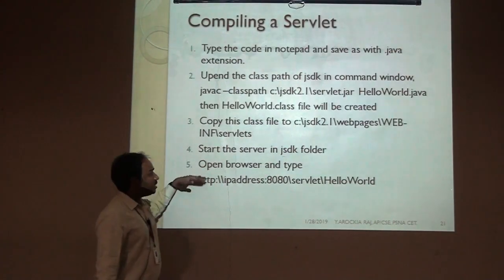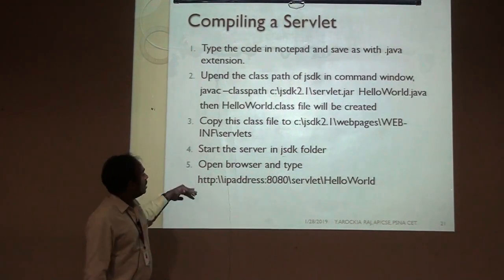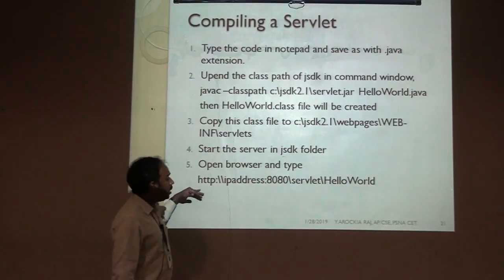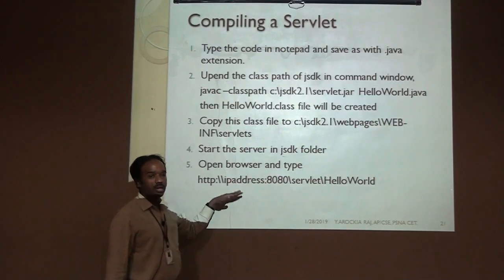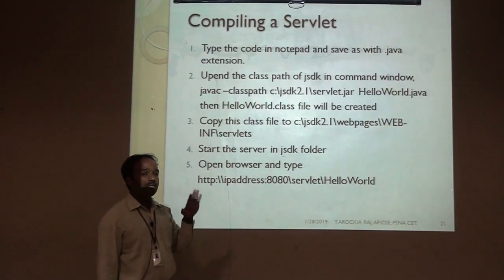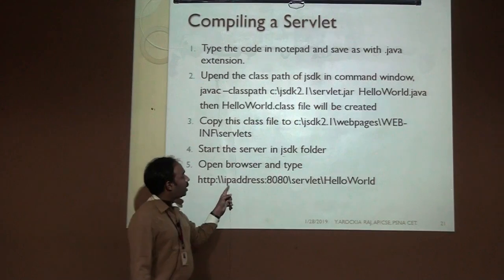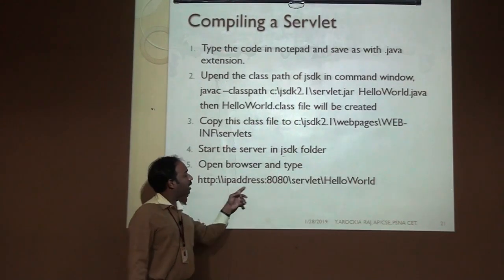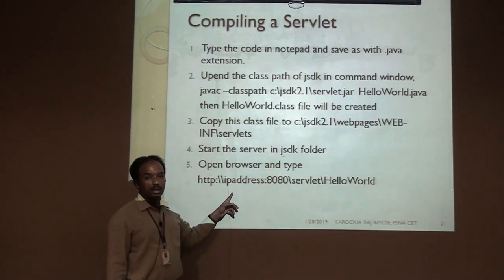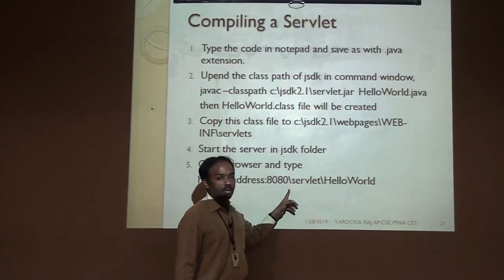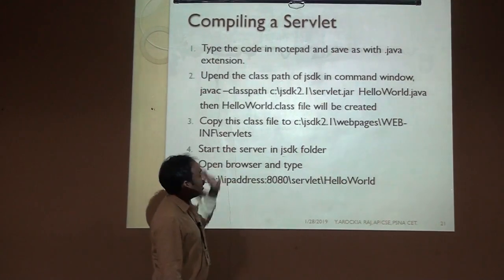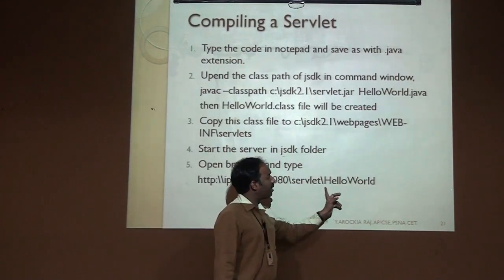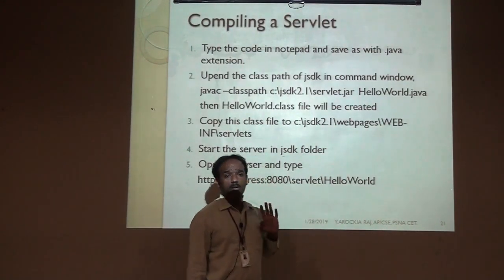After the server has started, we have to open a browser and type this. What is this? HTTP, then the IP address of a particular system. If you are using the same system as the server, you can type localhost, or you can type the IP address of the particular server. And then 8080, because this is the port number where I installed JSDK, and then servlet, and then HelloWorld. HelloWorld is my program name.